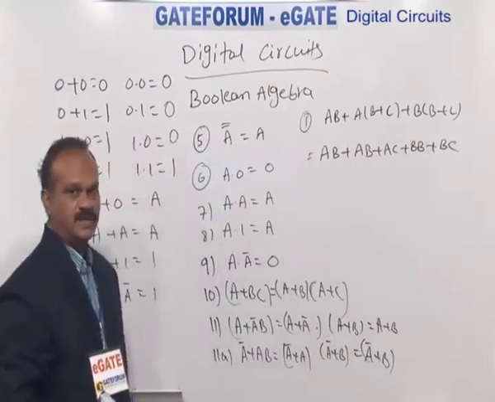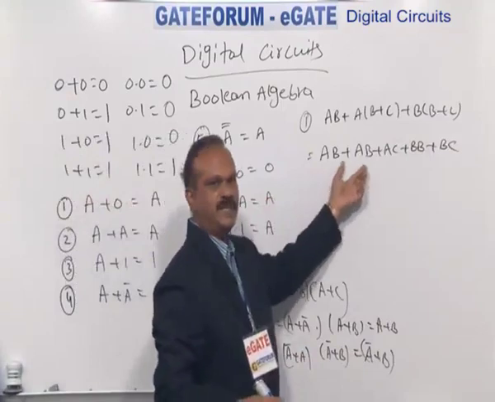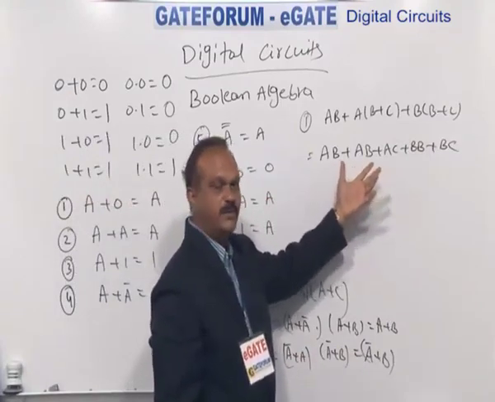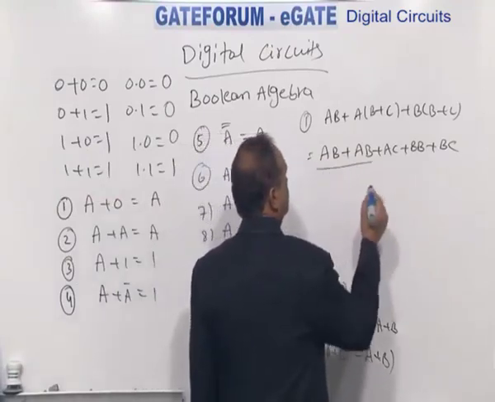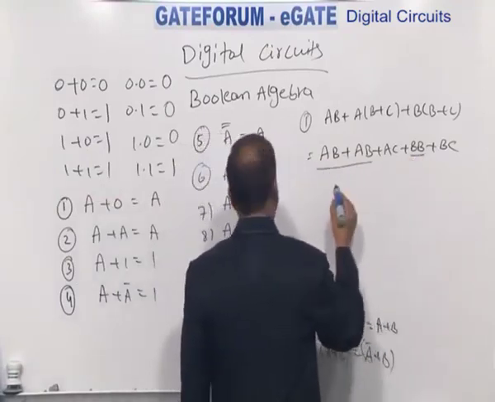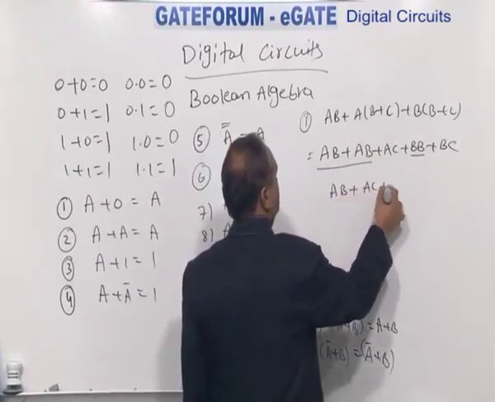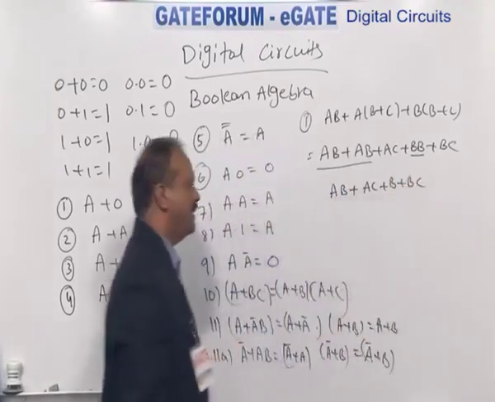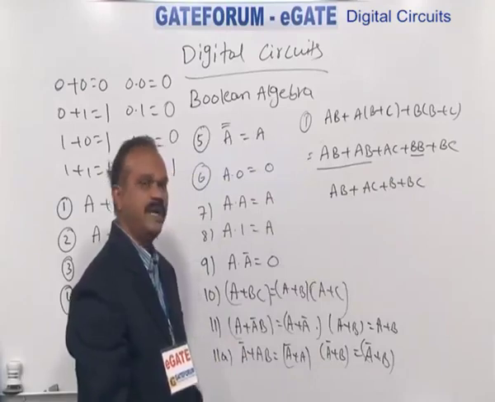The first step is just I multiplied. Then we know that AB plus AB is only AB, and B into B is also B. So now I am combining these two: AB plus AB as AB only, plus AC plus B plus BC. What I did is AB plus AB I have written as only AB and B into B as only B.